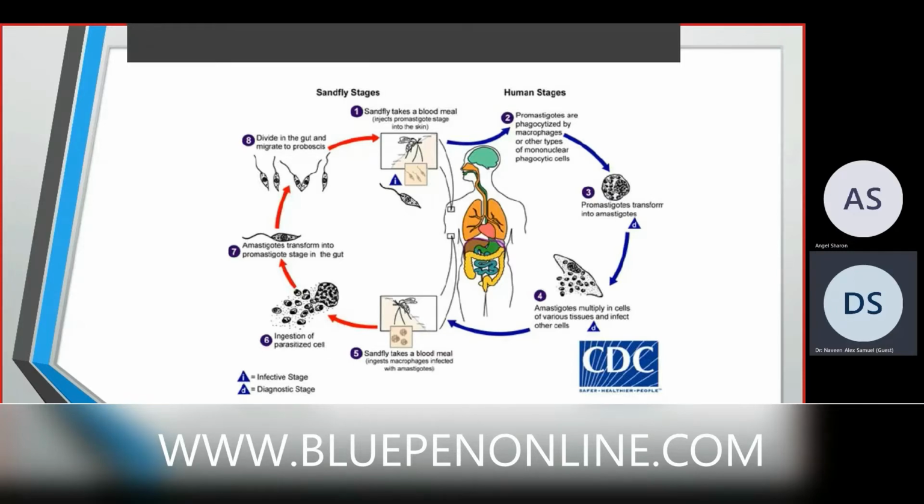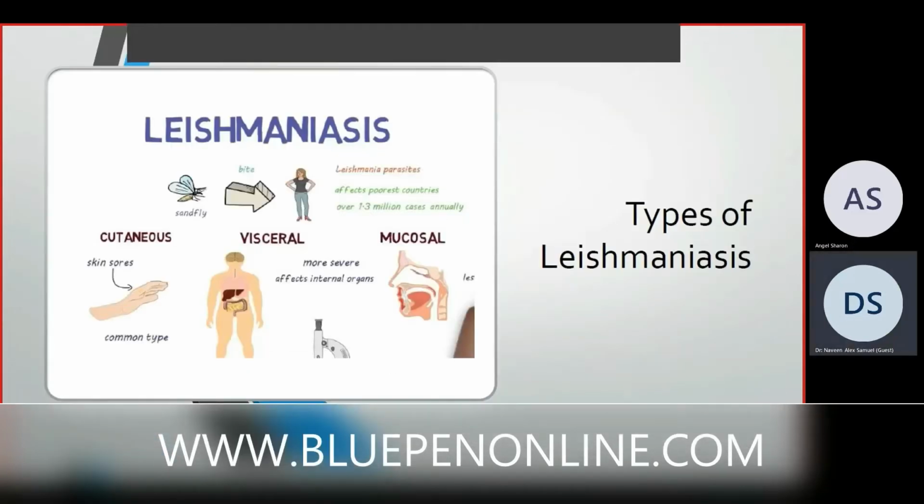Then the amastigote transforms into the promastigote stage in the gut of the sandfly, and it divides in the gut and migrates to the proboscis. And again the sandfly bites. So the sexual reproduction takes place in the sandfly. So the definitive host is the sandfly. This is how leishmaniasis occurs.